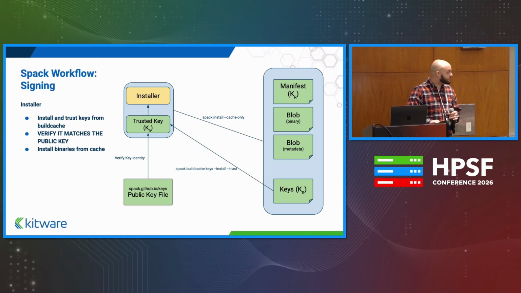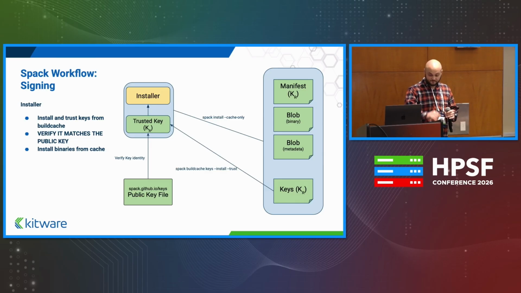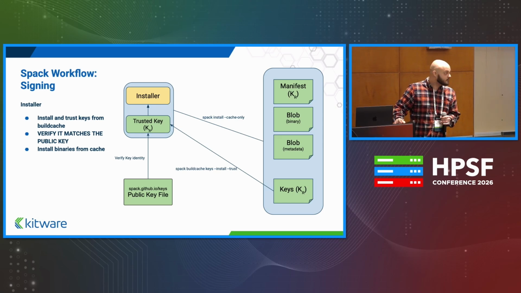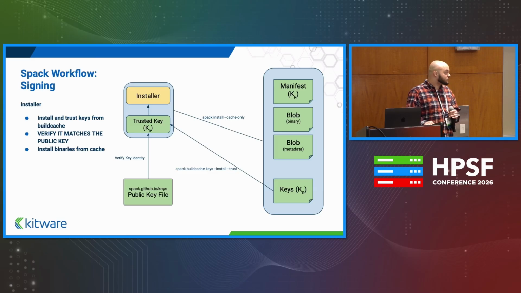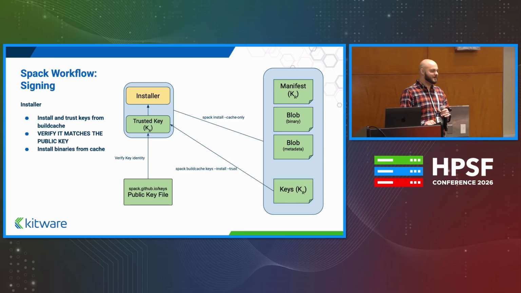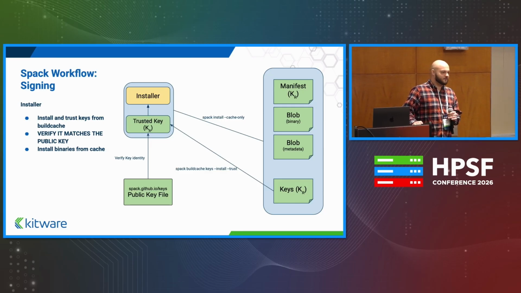So that's great. So now when you go to install software, we only need one key for verification. This is convenient for users because you need to verify the identity of the key you trust from the build cache. And if you have to do that with lots of keys, it's kind of hard. But if you have to do that with one key, it is much easier. But again, you need to verify the identity of the key you get from the build cache.